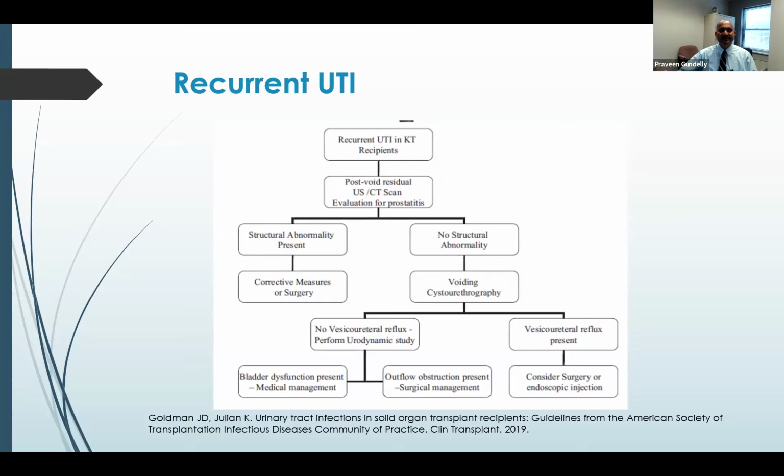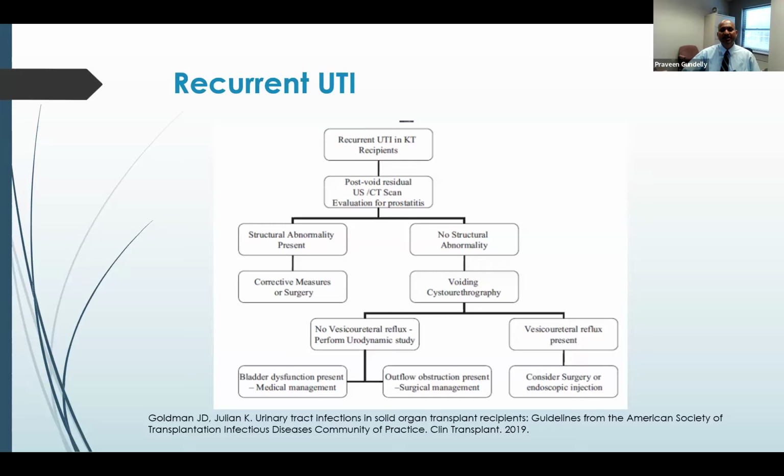Once we perform a bladder scan, we have to evaluate for other abnormalities. Next, we can do an ultrasound or CAT scan to see if they have any structural abnormalities. Especially when we say structural abnormalities, it's usually ureteral stenosis, hydronephrosis, or a stone, this kind of structural abnormalities. If there is hydronephrosis or stricture, usually transplant surgery does a nephrostomy tube or a stent to decrease the risk of recurrent UTI.